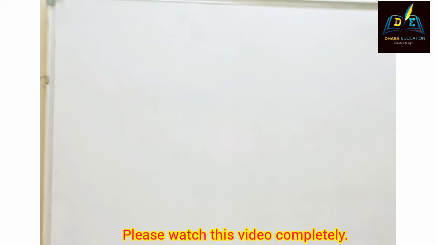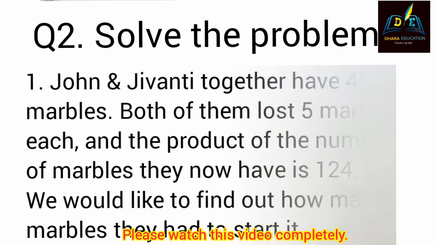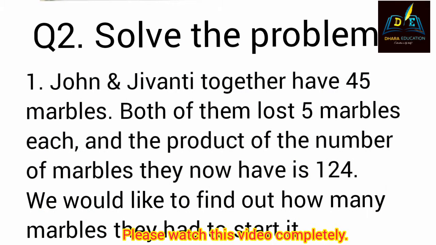We will start with question number 2. Solve the problems given in example 1. Question number 1. John and Jivanti together have 45 marbles. Both of them lost 5 marbles each. And the product of the numbers of marbles they now have is 124. We would like to find out how many marbles they had to start with.